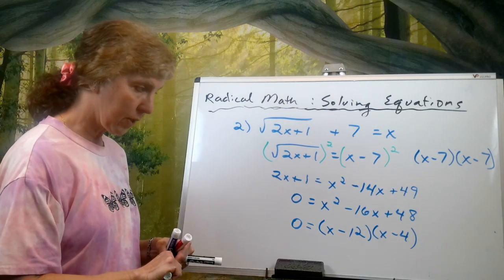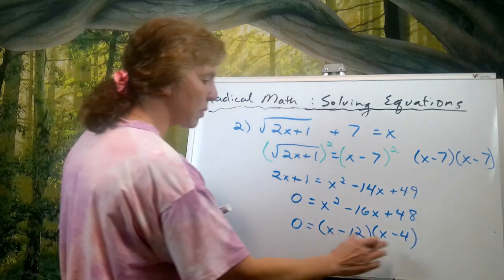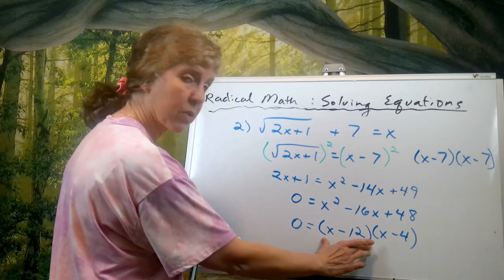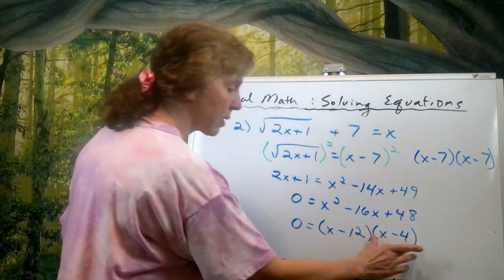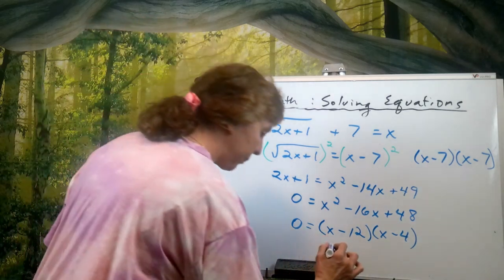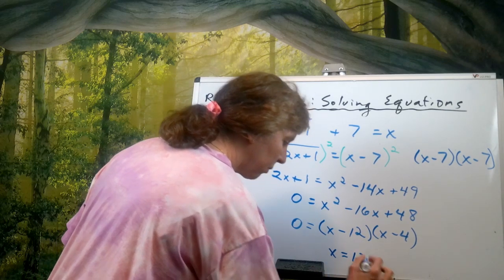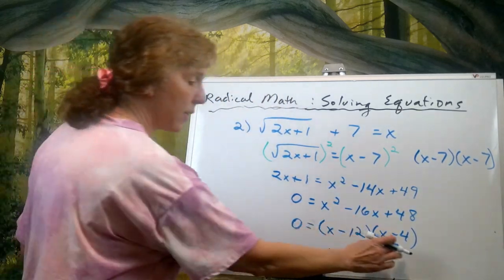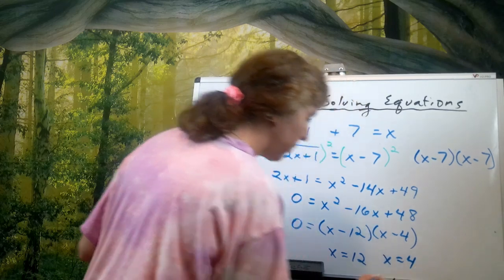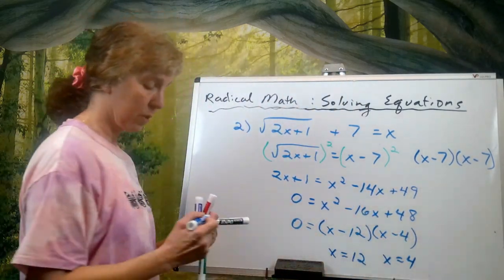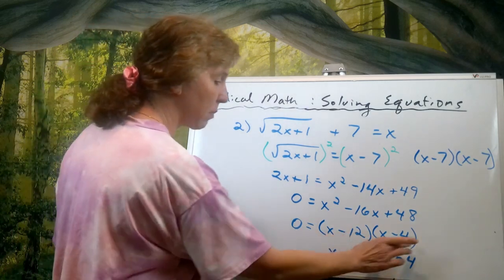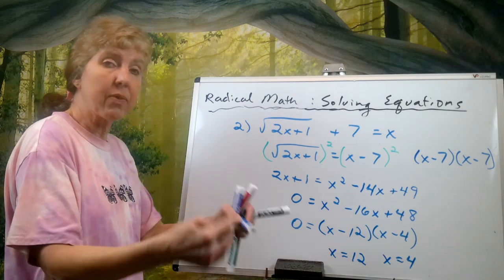Now, when you are solving these, remember what this means. You have two numbers that are multiplying to equal 0. That means either this bracket equals 0 and or this bracket equals 0. If this bracket equals 0, then x equals 12, because 12 minus 12 is 0. If this bracket equals 0, then x is 4, because again, 4 minus 4 equals 0. So when you are solving by factoring, remember what you're doing. You're finding two numbers that multiply to 0. At least one of them must be 0.